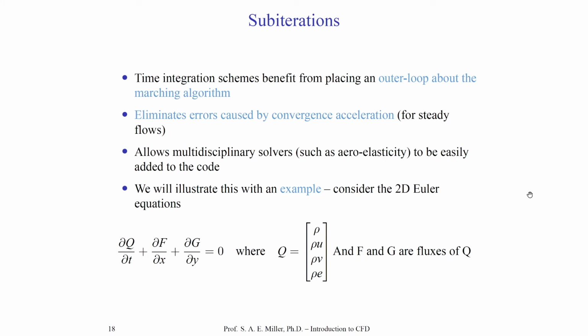Let's try and understand this through a simple example of the 2D Euler equations. Here we've written them, once again, in vector form. Partial q partial t plus partial f partial x plus partial g partial y is 0. Here q is the field variables, densities, momentums, and energies. And f and g are the fluxes of q through surfaces of perhaps the finite volume or finite element scheme. Or this can also be written in a differential way. We've shown this vector form in the beginning of the class in fluid dynamics.